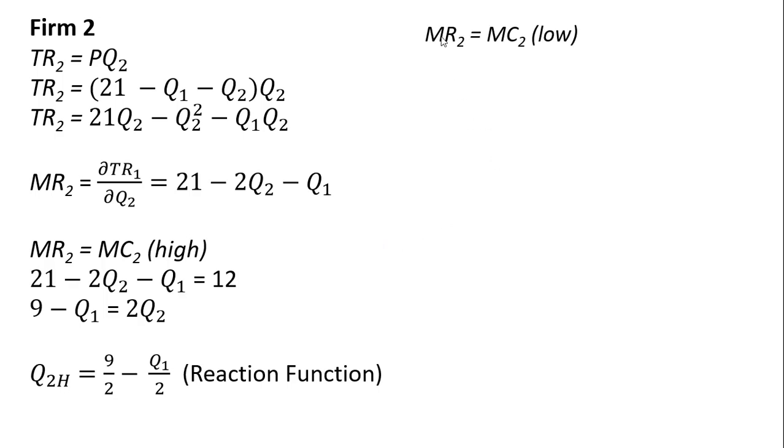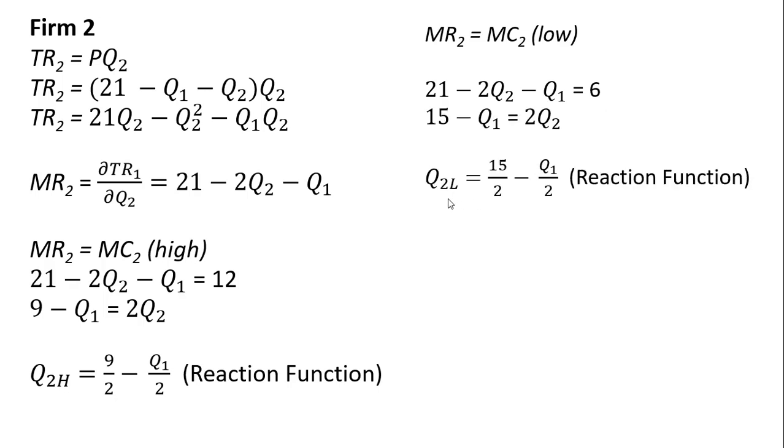And now we're going to take Firm 2's marginal revenue and set it equal to marginal cost when marginal cost is low. In that scenario, marginal cost would equal $6, as was given on the first slide. And doing a similar thing, we're going to solve this for Firm 2's output. And we have this expression. This is the output reaction function when Firm 2 has low marginal cost.